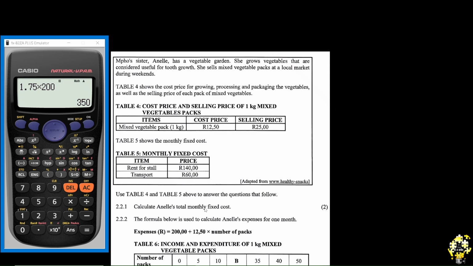Does not even apply. Mpho's sister Anel has a vegetable garden. She grows vegetables that are considered useful for tooth growth. She sells mixed vegetables. I don't know what vegetables are considered for mixed growth. I'm glad this is mathematical literacy.